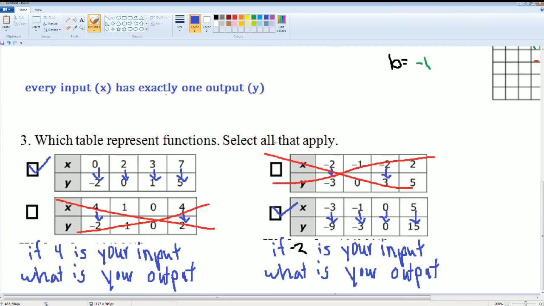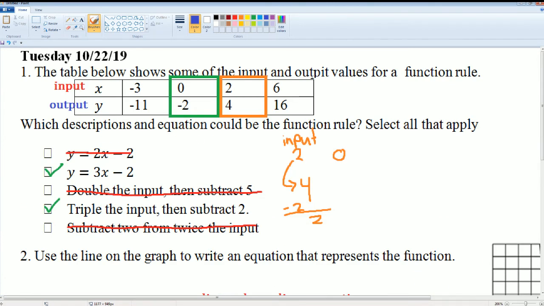Those are all your solutions for Tuesday, October 22. This is week 12 homework.